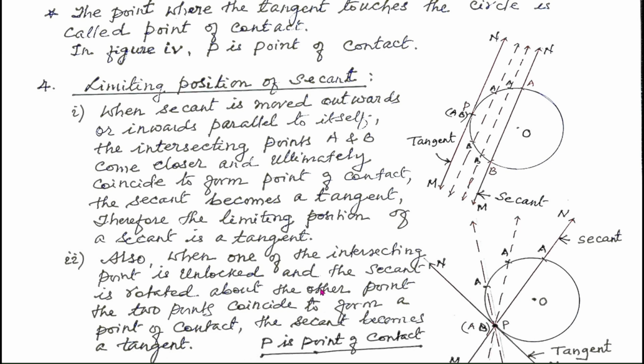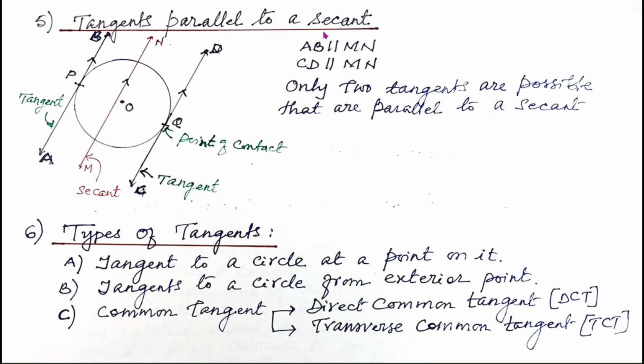Also, we can explain it in another way. Now, if you take a secant MN which cuts the circle in two distinct points A and B, fix the point B, unlock the point A, and allow the secant to rotate. When you rotate the secant, you will find that the point A slowly comes closer and closer to point B, and both the points meet at a point P, and that point becomes the point of contact, and that makes the secant a tangent. Therefore, MN, which was a secant, is now a tangent, and P is the point of contact. So therefore, the limiting position of a secant is a tangent. Remember that.